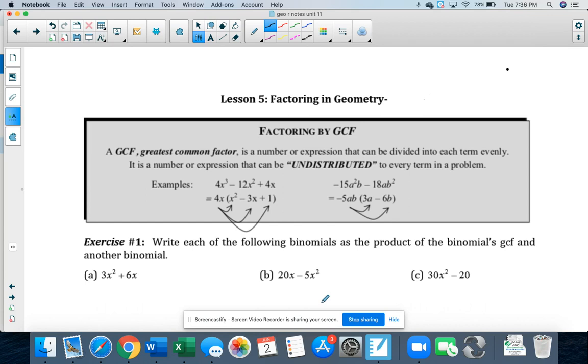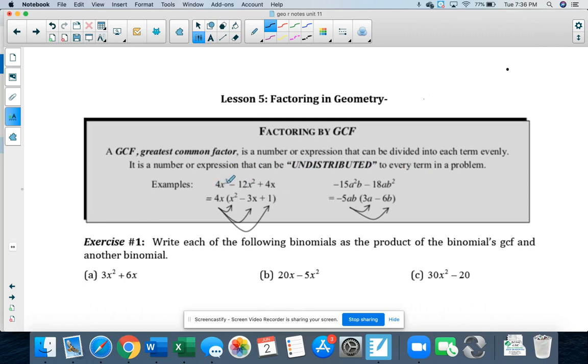So basically, when you're factoring, you're always going to look for the greatest common factor. We call that the GCF. So the GCF is the greatest common factor. It's a number or an expression that can be divided into each term evenly. So it's a number or expression that can be undistributed to every term in a problem.